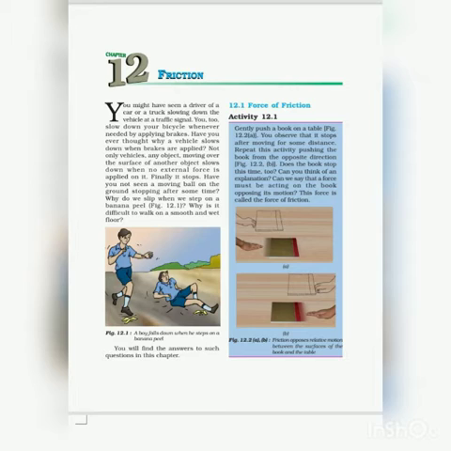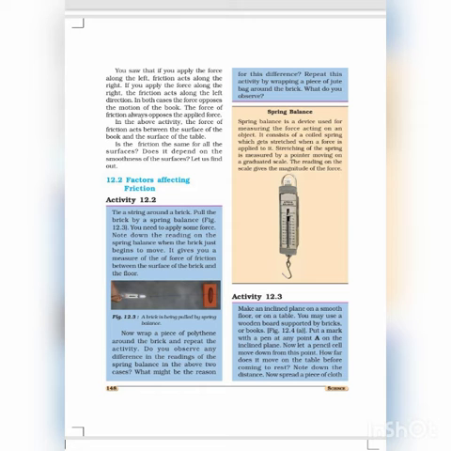Refer to activity 12.1. In case A, we are pushing a book which is kept on a table. The book moves and stops after some time. When we repeat this activity by giving a push in the opposite direction, the book moves and stops again. Here the force acting on the book opposing the motion is the force of friction. If we apply force along left, friction acts along right. If we apply force along right, friction acts along left. So we can say that the force of friction always opposes the applied force. Force of friction acts between the surface of the book and the surface of the table.